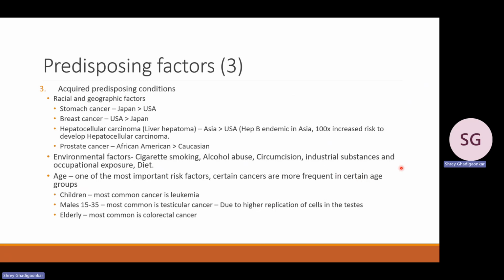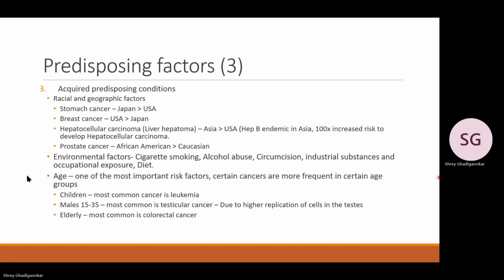You may have industrial substances which increase the risk of cancer. So this may involve arsenic, for instance, asbestos, which is associated with mesothelioma and lung cancer. You may have benzene. And finally, you also have occupational exposures in general and diets. So, for instance, a fat-rich diet or a diet that's low in fiber content. These are usually associated with certain colorectal cancer.